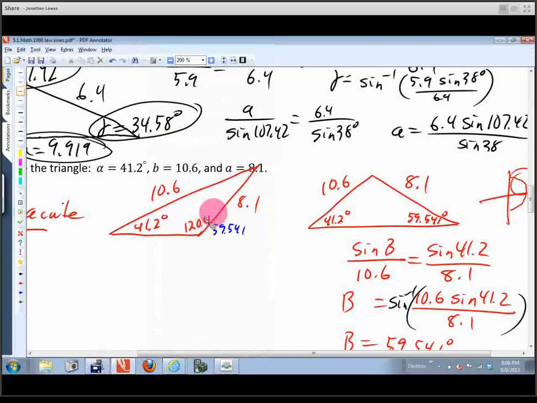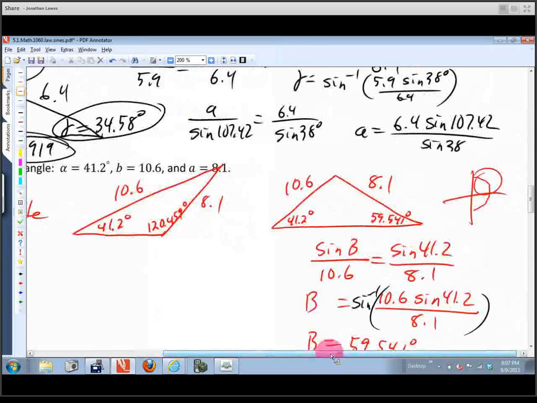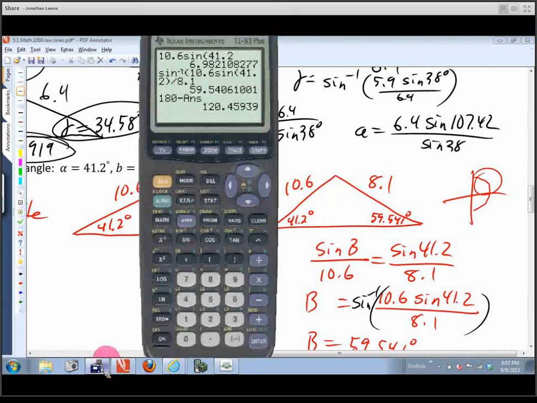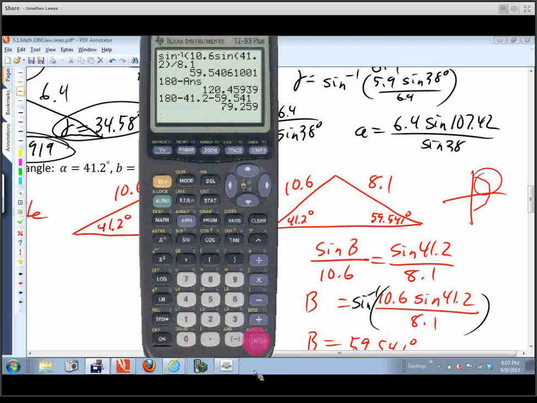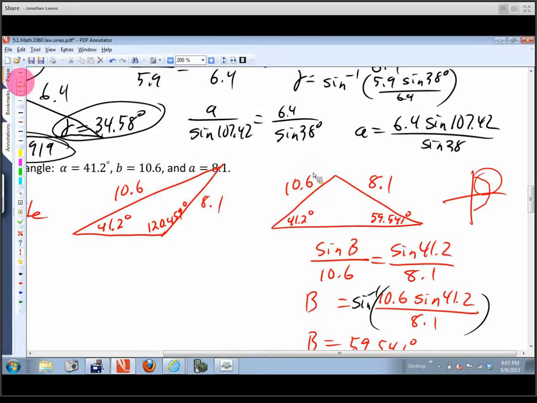Okay? So once I have that, then you'll notice that in each case I've got an angle and an angle, so I can find that one right here. So let's go ahead and do that. So I'm going to take 180, and I'm going to subtract 41.2, and I'm going to subtract 59.541. So that means this angle up here is 79.529. So 79.529 degrees.